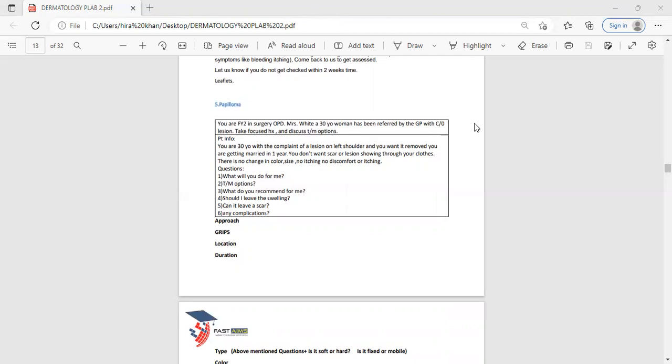All right. So the next scenario is papilloma. You are referred to in surgery OPD. Mrs. White, a 30-year-old woman, has been referred by the GP with the complaint of a lesion. Take a focused history and discuss the treatment options available.